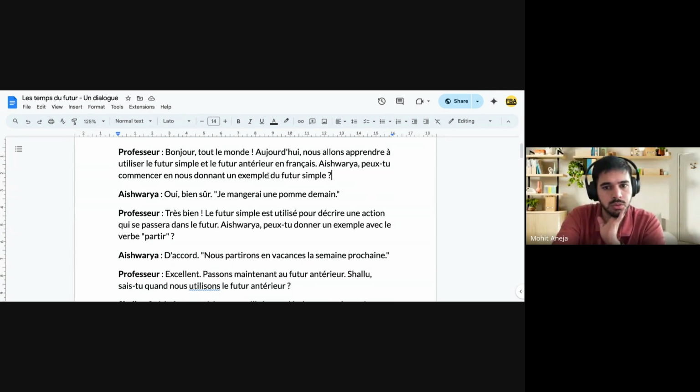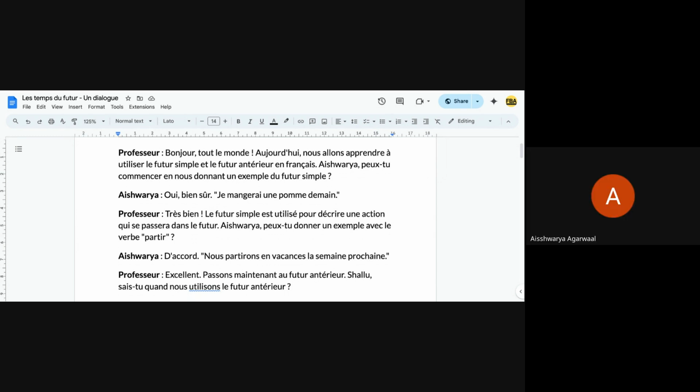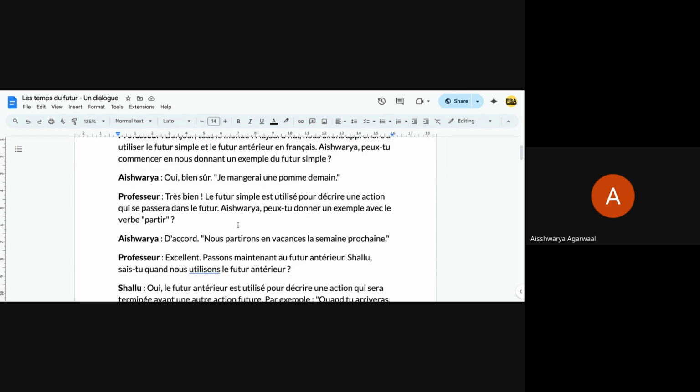Bonjour tout le monde. Aujourd'hui, nous allons apprendre à utiliser le futur simple et le futur antérieur en français. Aishwarya, peux-tu nous commencer en nous donnant un exemple du futur simple? Oui, bien sûr. Je mangerai une pomme demain. Ok, très bien.